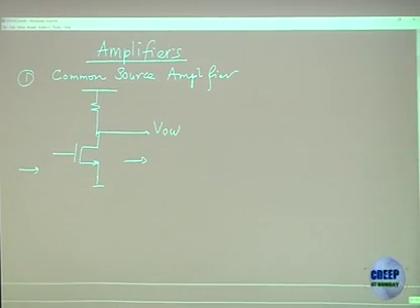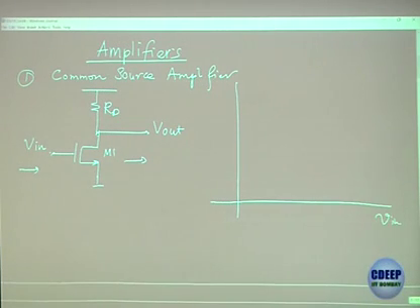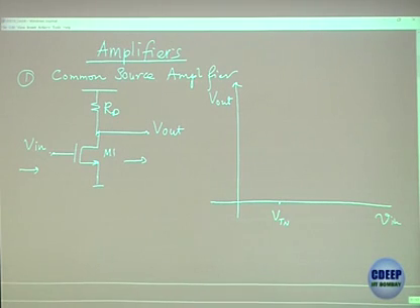And this is your Vout, RD, and VA, and this is M1. Now large signal wise, what is really going on here, let us try to figure out. Let us draw, on the x axis you have VIN, this is DC by the way, and on the y axis we have Vout. We already know, if your input is below VTN, what should be the output? VDD, right.